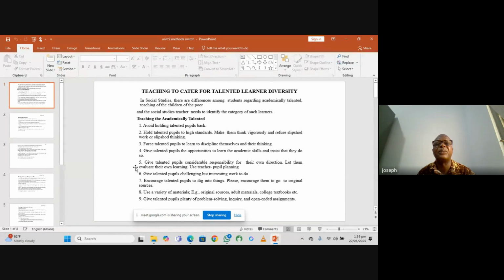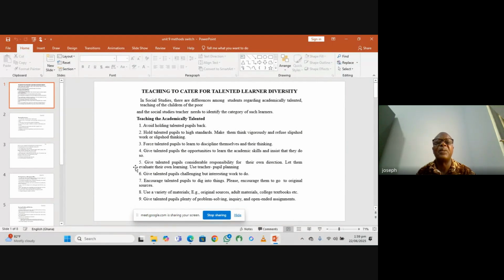Hold talented pupils to high standard. Make them think rigorously and refuse slipshod work or slipshod thinking. Because they think they know, anything they say, you accept. Let them think and come out with correct or appropriate responses, and make sure that their responses or their work are indeed accurate and acceptable. Don't just know that they are good, so anything that comes from them is good. No, make sure that the information or what they submitted is appropriate for the question or what have you.